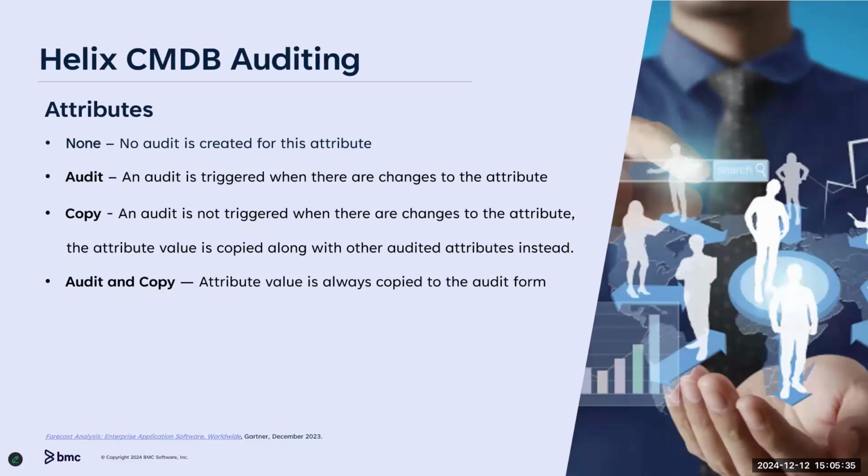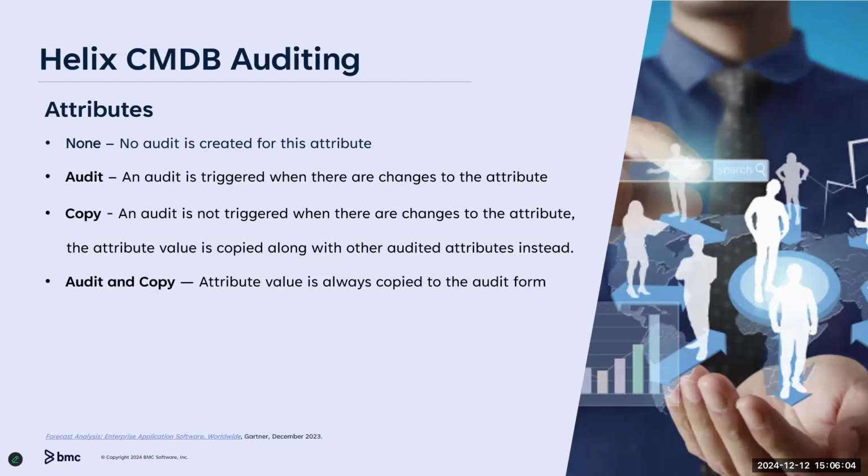For attributes, there are four options for auditing: none, audit, copy, and then there is audit and copy. None is the default and does not audit anything, as you'd expect. The audit option will trigger an audit when there is a change to the attribute. If the copy option is used, an audit will not be triggered when there is a change on that attribute itself. Rather, it will be copied along to the audit form when another attribute has triggered an audit.